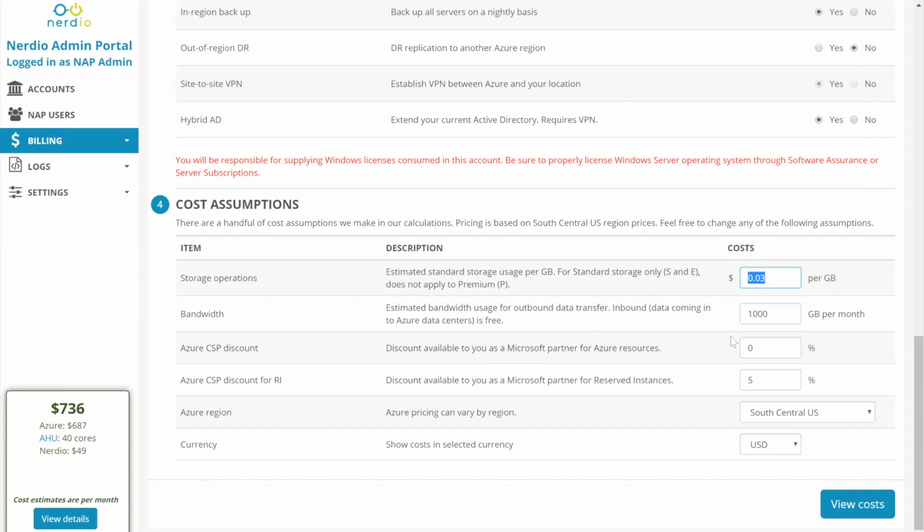The next thing is bandwidth, okay? And the way we're pricing bandwidth is by giving the partner the ability to estimate how much data they'll actually transfer out of the environment, to either another Azure region or to the internet. So inbound data is free. So this is asking how much outbound data will there be, right? So 1,000 gigabytes is about a terabyte per month. That's roughly equivalent to 3 megabits per second at 100% utilization during the month.